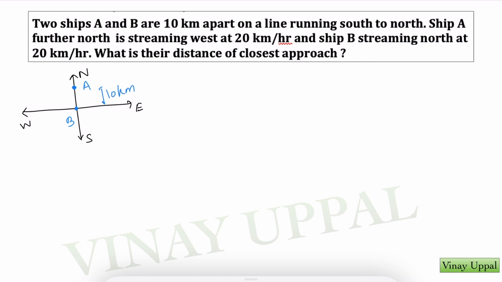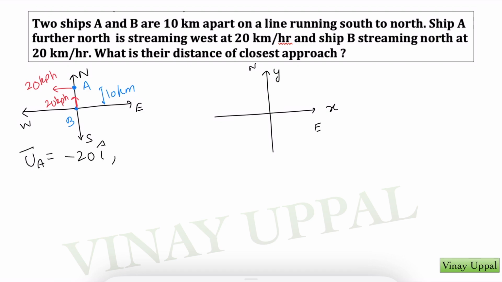Ship A is traveling west at 20 kph, so ship A is traveling to the left at 20 kph. And ship B is traveling at 20 kph in the northward direction. I want to find the minimum distance between them. This is the top view. If I just redraw the diagram, let me say this is the x-axis and this is the y-axis. The northward direction is the y-axis and the eastward direction is the x-axis. So I can write the initial velocity vector of A is minus 20 i cap and the velocity vector of B is 20 j cap.